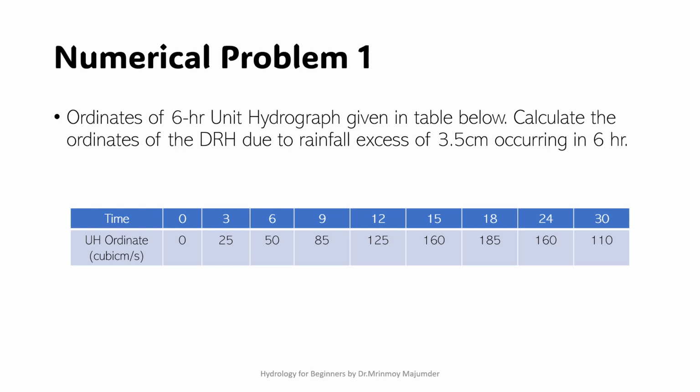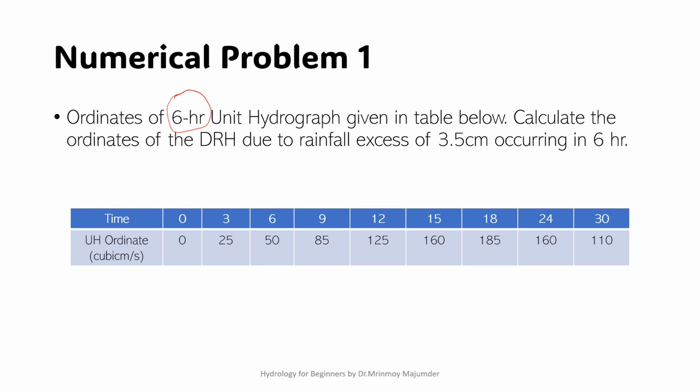Then you will say, this is not 6 hours, this is 3 hours. And also it is for a 30-hour runoff. Then why are you saying this is 6 hours? So as I said earlier, this 6 hours is for the duration of excess rainfall, not for your hydrograph, not for your runoff. Okay. Now the question is like that. Ordinates of a 6-hour unit hydrograph are given in this table. This ordinate is for the unit hydrograph.